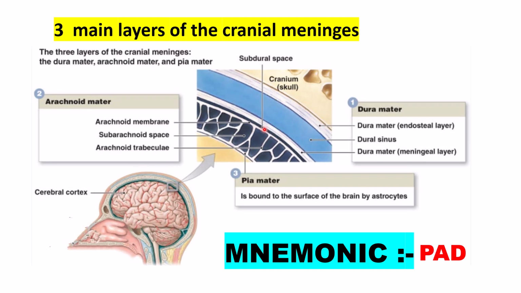The next layer is known as the arachnoid mater. This is the middle layer of the meninges, connecting the dura mater and the pia mater. Arachnoid mater loosely covers the brain and the spinal cord.